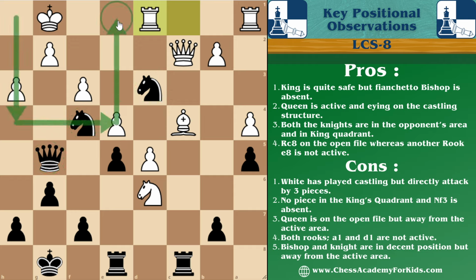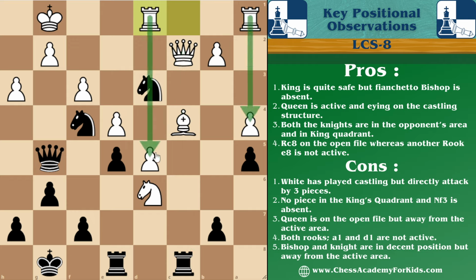No pieces in the king's quadrant. I just explained what the meaning of king's quadrant is. There are no pieces in the king's quadrant, especially knight f3 is also absent, and that is weakening the king structure. White queen is on the open file but away from the active area. Both the rooks a1 and d1 are on the closed file and are not active. Opponent bishop and knight, they are active but they are far away from the active area.